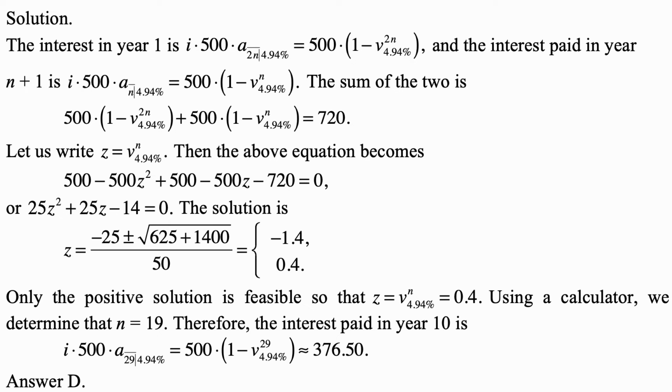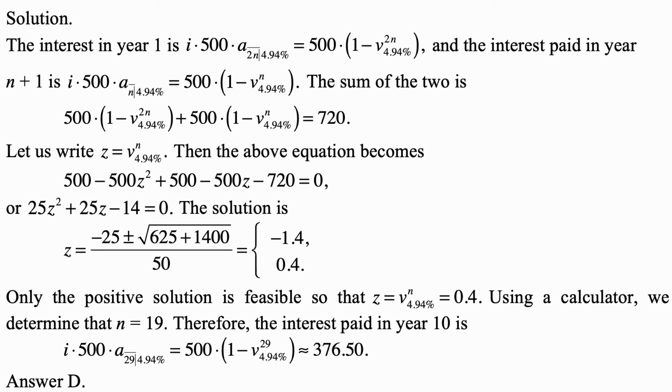This is a quadratic equation. The solution is z equals -25 plus minus the square root of 625, which is the square of 25, minus 4 times 25 times -14, which is 1400, divided by 2 times 25, which is 50. And this comes out to be either -1.4 or 0.4. Of course, only the positive solution is feasible, so that z, which is v to the nth, has to be 0.4.